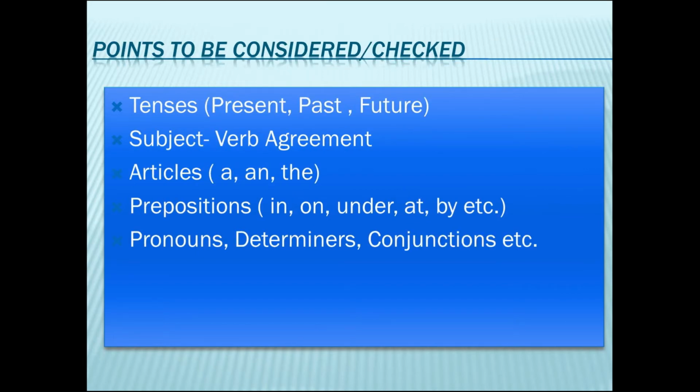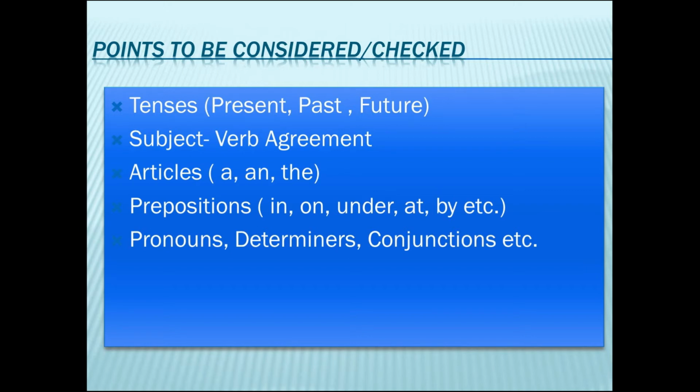Now, there are certain points which you have to consider while editing. Okay, now which are these points which you have to check or consider when you are editing a passage? The points are tenses, that is present, past, future, subject verb agreement, articles a and the, prepositions in, on, under, at, by, etc., pronouns, determiners, conjunctions, etc. So, children, now we will discuss in detail what points you have to keep in mind when you are finding errors or replacing the errors.